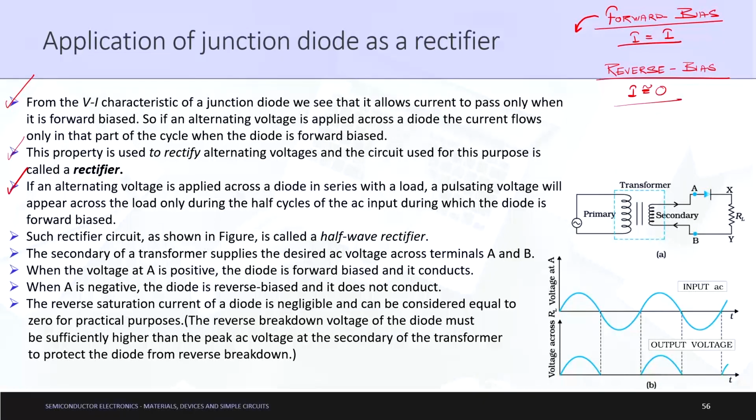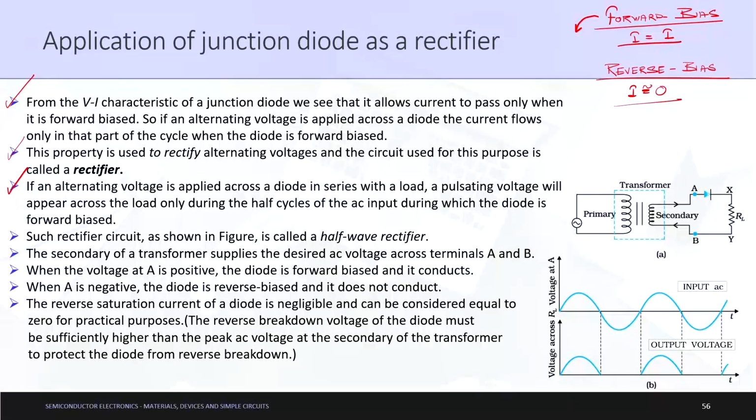Okay. Fine. So, if an alternating voltage is applied across a diode in series with the load, as you can clearly see, a pulsating voltage will appear across the load. Pulsating, what does it mean? It appears as a pulse. A pulse is observed for the first cycle, then there is nothing there, then again something is observed, then there is nothing there. So, it is observed as a pulse. That is what we call a pulsating voltage. A pulsating voltage will appear across the load only during the half cycles of the AC input, during which the diode is forward biased. So, it is only and only visible when the diode is forward biased.